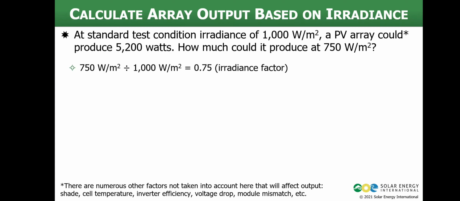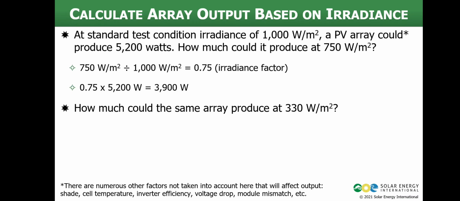It would be 120%. So we can take that irradiance factor and multiply it by the size of the array. We know we have a 0.75 irradiance factor with a 5,200 watt array. If we do that calculation, it comes out to 3,900 watts. Now, this doesn't take into account a lot of different things that go into array output. So shading, cell temperature, inverter inefficiencies, voltage drop, module mismatch, soiling, all kinds of things like that would also reduce the output of the array. But for this simple calculation, we're just going to figure out what impact the irradiance alone has on the array.